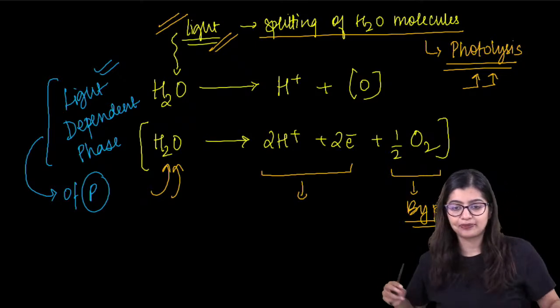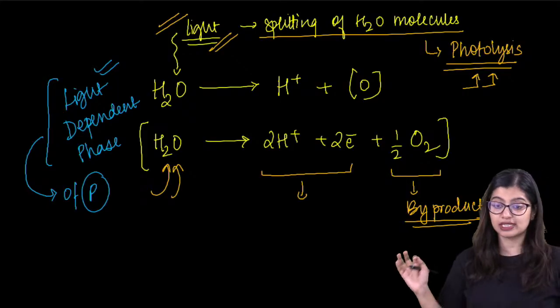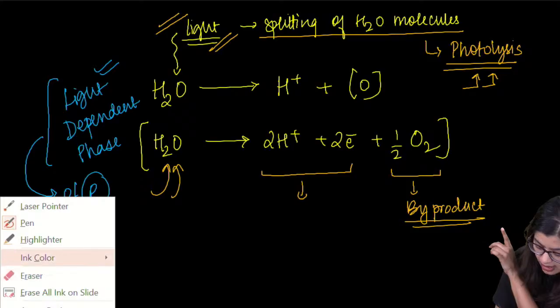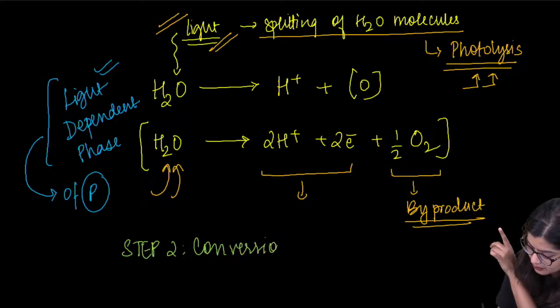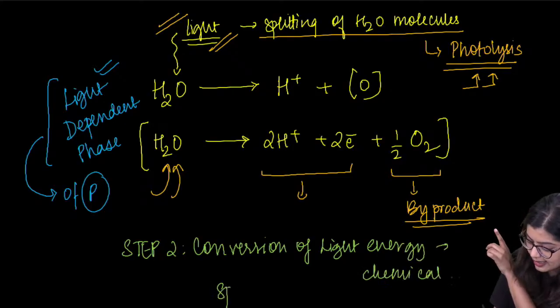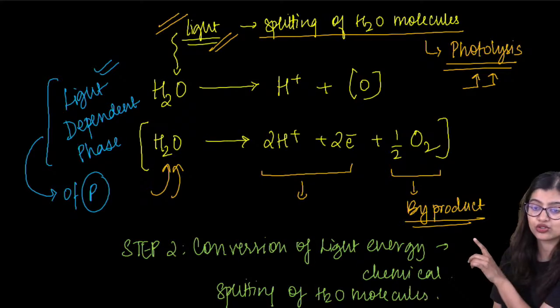Are we clear as to what is photolysis? They can ask you. This is step number 2. Please take a screenshot. So this right here is step 2. Let me write this down. Step 2 here is conversion of light energy into chemical energy, and what we see here is splitting of water molecules into hydrogen and oxygen.